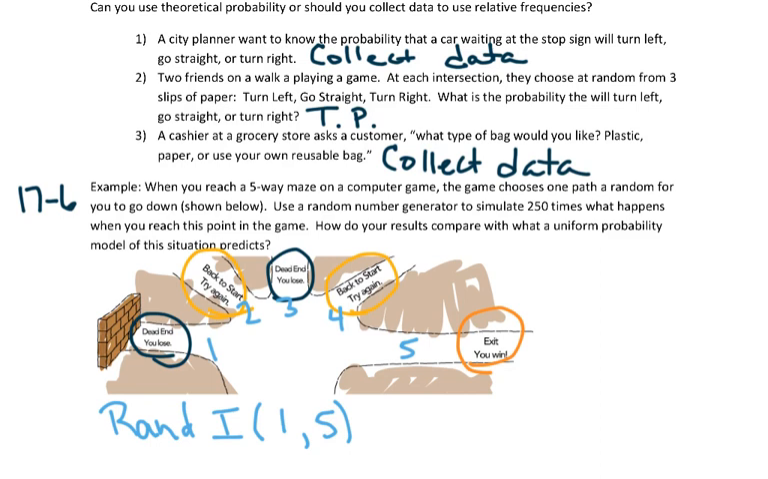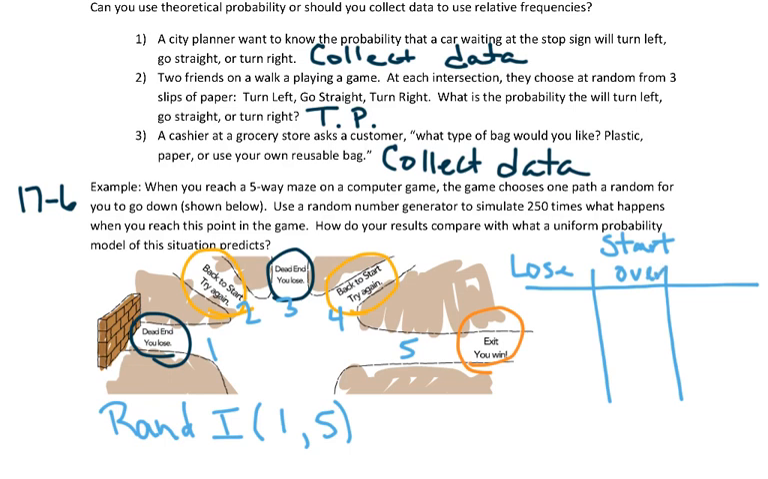And then I'm going to run 250 trials. There are 3 options that can happen, so I'm going to make a table of the 3 options. The first option is losing at a dead end. The second option is starting over. And the third option is winning.